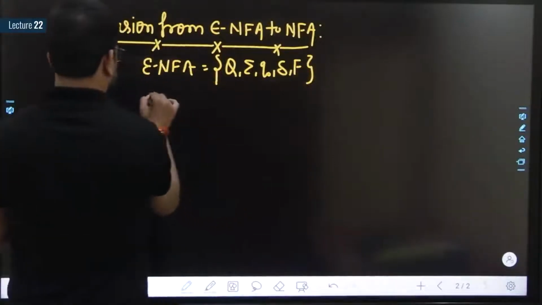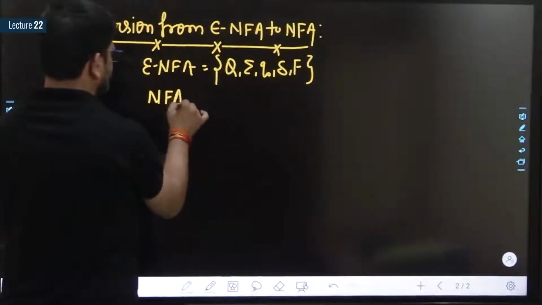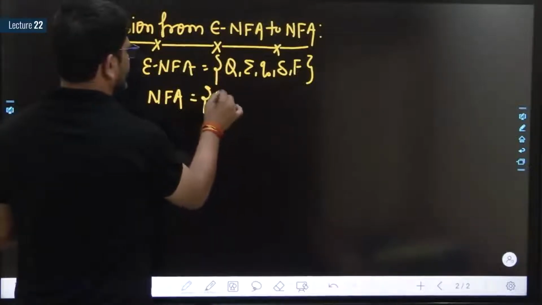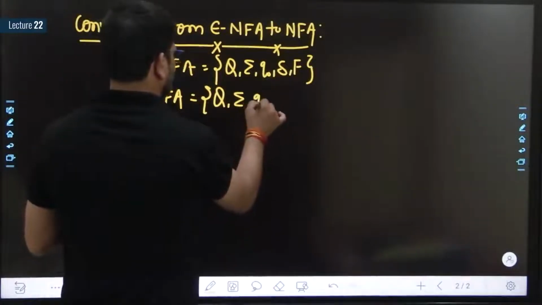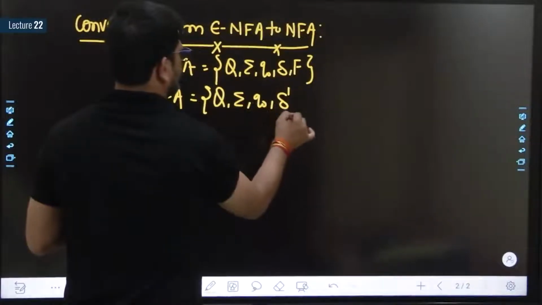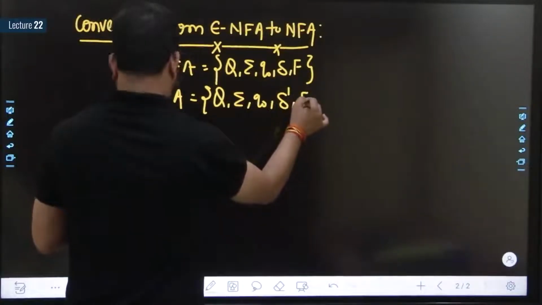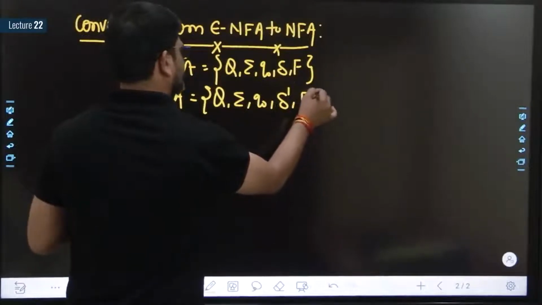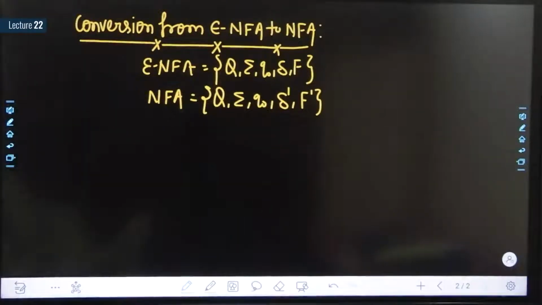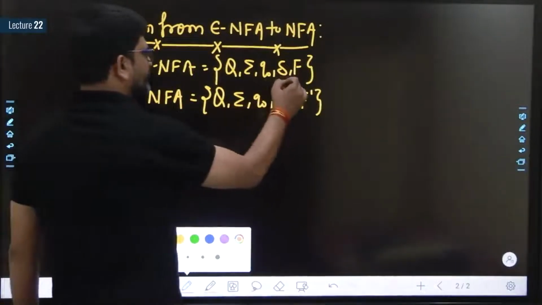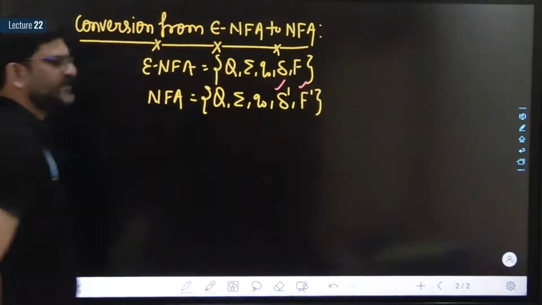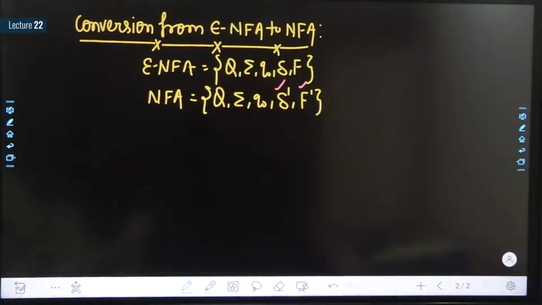What are the tuples in NFA? Q, sigma, Q naught, delta dash, F dash. Please see F dash. What are the changes between Epsilon-NFA and NFA? Only these two: in the transition function and final states. Clear?